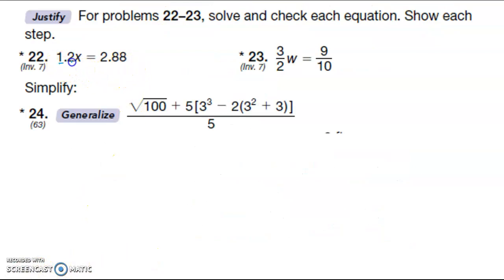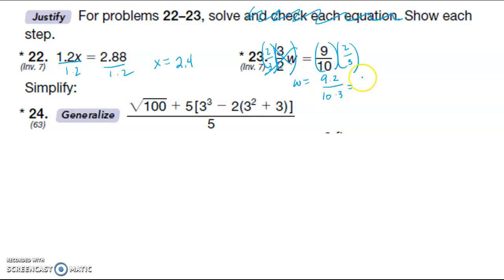Okay, so this we're going to divide. Don't worry about the checking part. So I get x is equal to 2.88 divided by 1.2, 2.4. And then this one we're going to multiply by the reciprocal. Times 2, 10 times 3. I get 18 over 30 divided by 6. Okay, and I'm going to have to come back and do 24. So I'll see you in part 2.